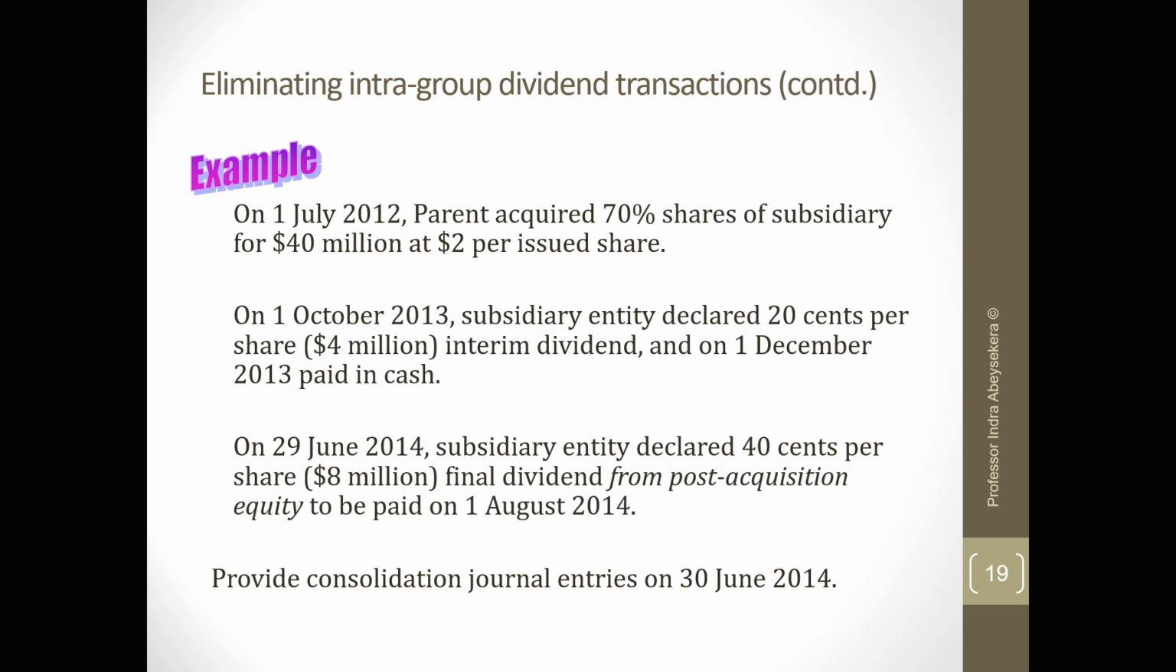So the summary of the entries: for the interim dividend, debit dividend revenue and credit dividend paid, and for the final dividend, debit dividend revenue and credit dividend declared, and also debit dividend payable and credit dividend receivable.